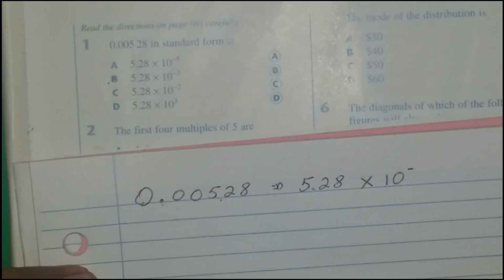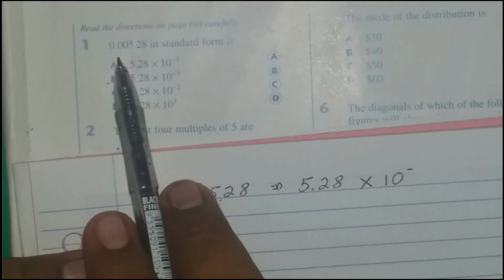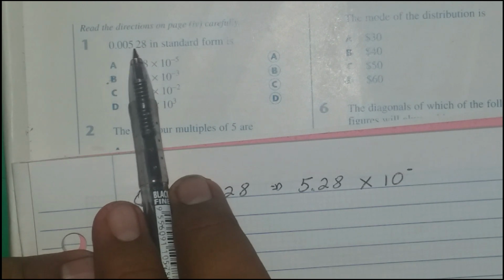Alright, hello guys. We want to take a look at some practice work for you guys to be ready for the ATLIB. We want to take a look at this question. This question says 0.00528 in standard form is.